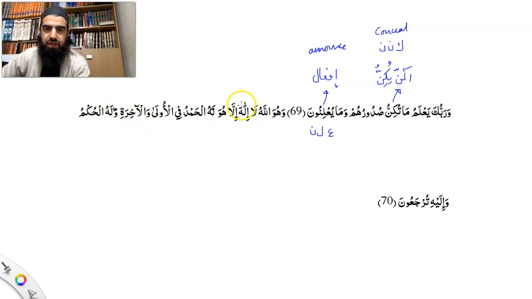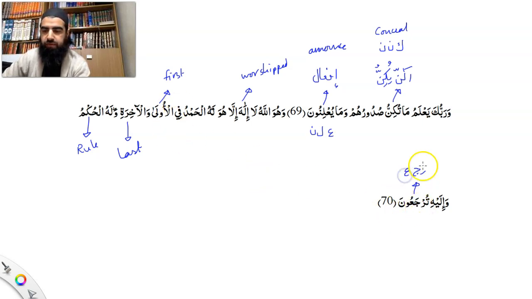Al-hukmu means rule. Al-ilah means one who is worshipped, so it doesn't necessarily mean God. Ilah literally means something that is worshipped, something a person worships. Ula is first, akhira is last, hukm is rule, decision, and turja'un is from raja'a yarji'u, which means to return. And this is the majhul form of it.